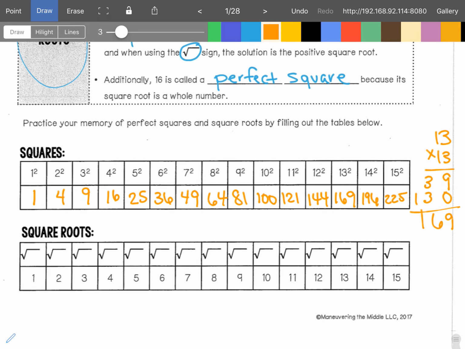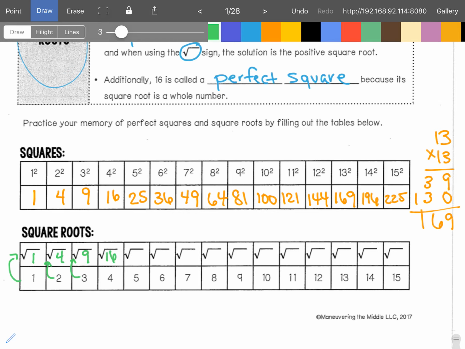Now we're going to do the inverse. So the square root, we have to figure out the square root of what would be 1. So the square root of 1 would be 1. The square root of 4 would be 2. The square root of 9 is 3. So really we're just doing 1 times 1, 2 times 2 to get these numbers, 3 times 3, and so on.